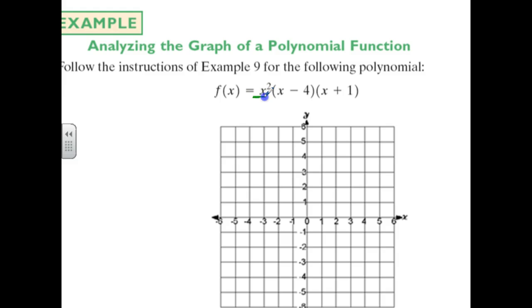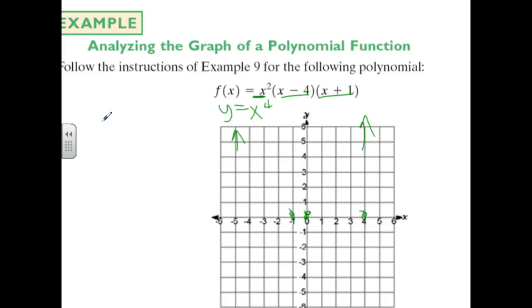So for this one, I want you to notice you have a double root at 0, a single root at 4, and a single root at -1. If you were to multiply this together, it would be an x to the fourth function, because x squared times x is x to the fourth, which means my ending behaviors are first and second. So these ending behaviors are really important to grab.